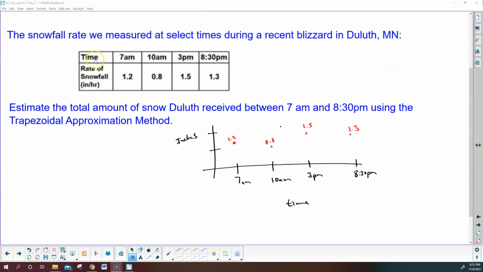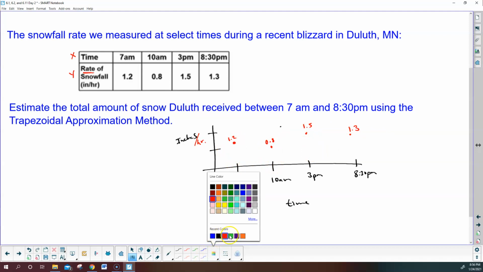All right, so I made a really quick graph. Notice our x values is time, and then the rate. Now that's important to note that this is the rate of snowfall in inches. I should have put inches per hour. Right, so I'm going to basically look at and find the area underneath this curve, and we're going to use trapezoids to do this. We're going to use the trapezoidal approximation method to estimate the total amount of snow received between 7 a.m. and 8:30 p.m.